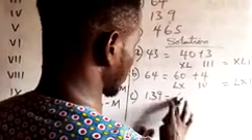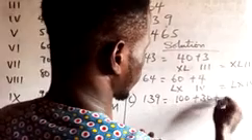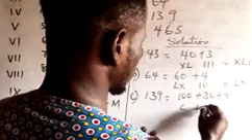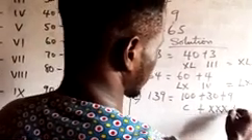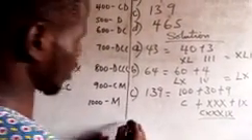Let's break it down first. 100 plus 30 plus 9. 100 is what? C. 30 is what? XXX. And your 9 is IX. Join everything together, that will be CXXXIX. That is 139.